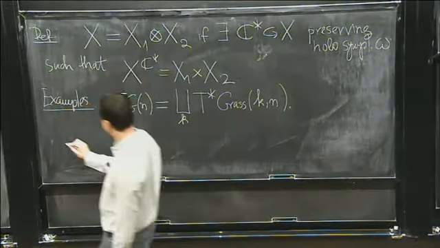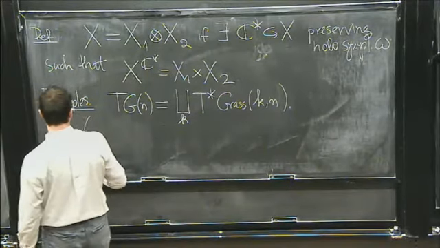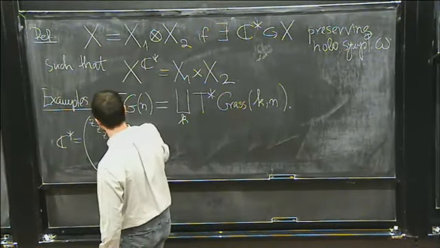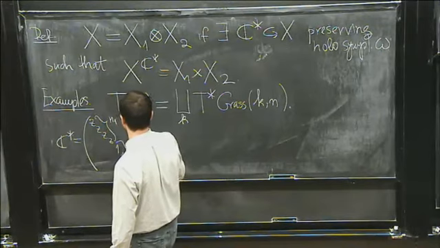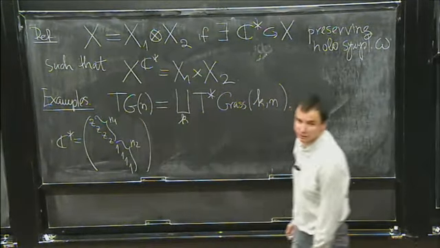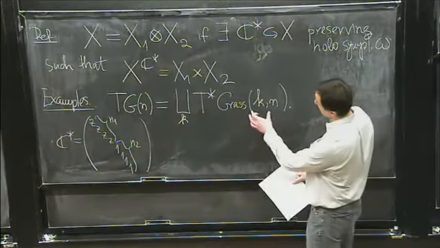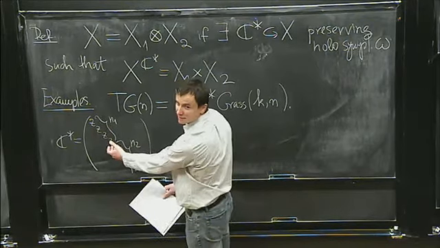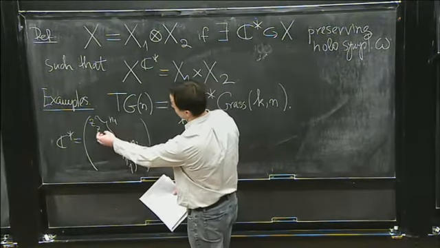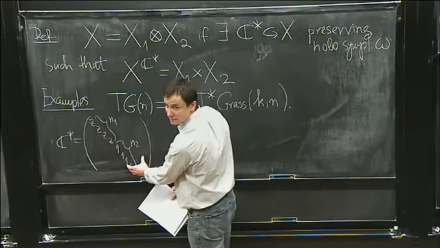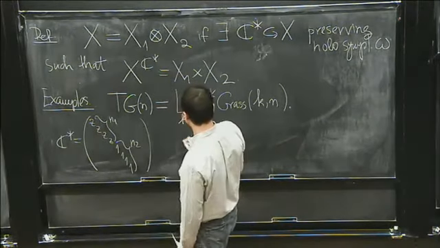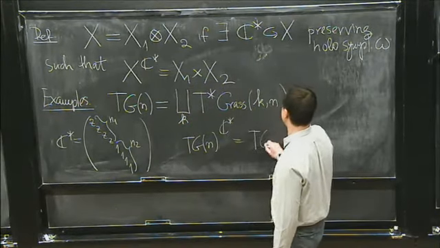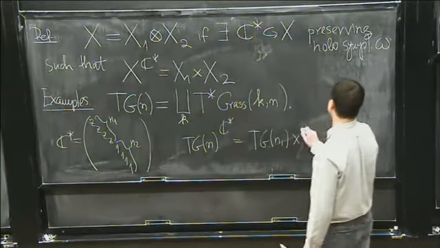And my C star, I will take the following form. I will take n1 copies of this, n2 copies of this. And what are the fixed points? I'm asking for subspaces that, if I scale by this, they remain the same. Well, that has to be a direct sum of a subspace here and a subspace there. So the TGN fixed points are TGN1 cross TGN2.